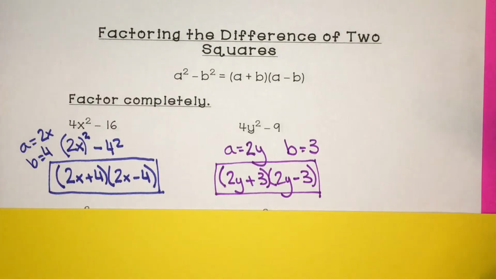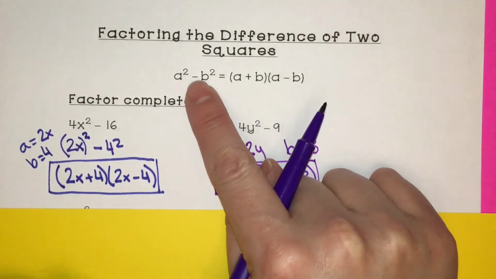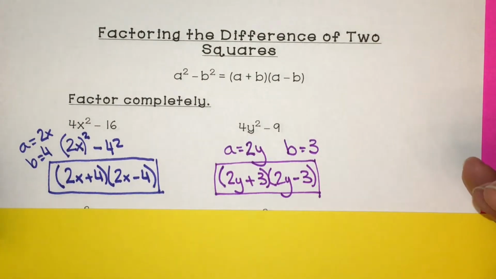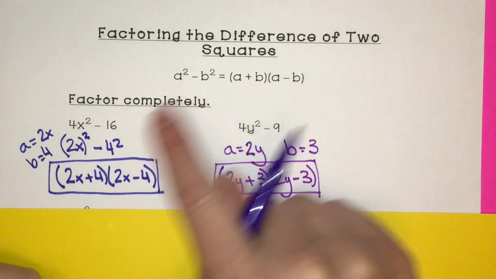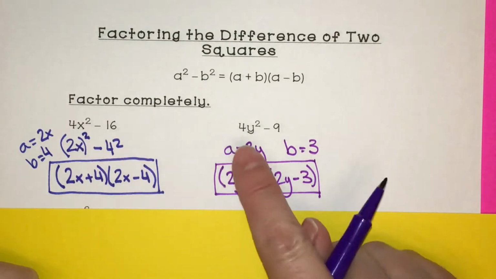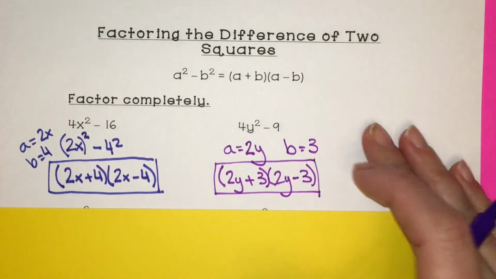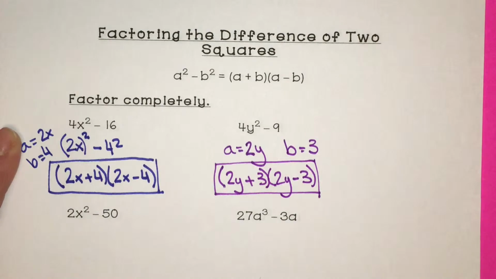So in this case, because it's a difference of two squares, you always have to have subtraction for the difference part, and both of the terms have to be squares. They have to be perfect squares, or else this won't work for factoring. All right, let's try a couple more.